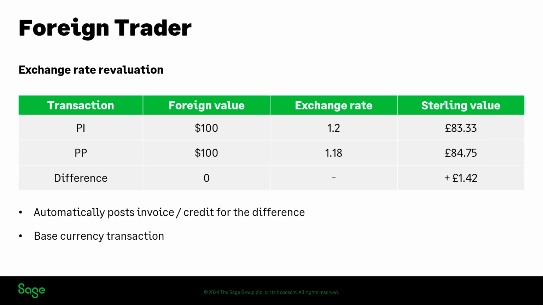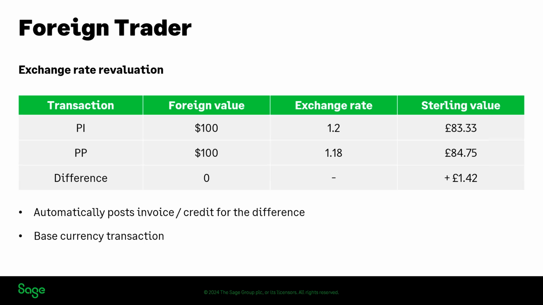Now, if you were doing that manually, so you sat there with a calculator, you can see in the sterling value, the sterling equivalent, you've got a difference. And this is where you would normally either post an invoice or a credit note to adjust the account. And you would code that to your exchange rate variance nominal code, that's 7906.